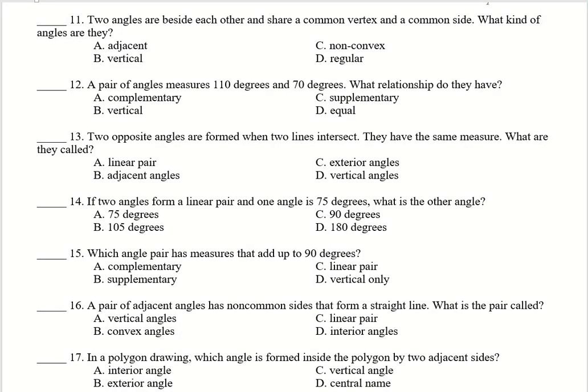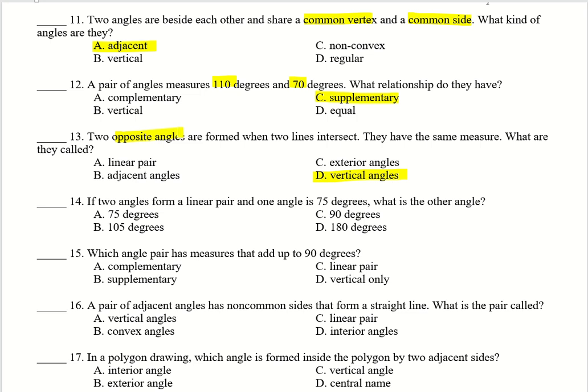Number 11, two angles are beside each other and share a common vertex and a common side. What kind of angles are they? Those are adjacent, common vertex and common side. Number 12, a pair of angles measures 110 degrees and 70 degrees. What relationship do they have? Adding 110 and 70, that is 180, so they are supplementary. Number 13, two opposite angles form when two lines intersect. They have the same measure, so they are vertical angles.